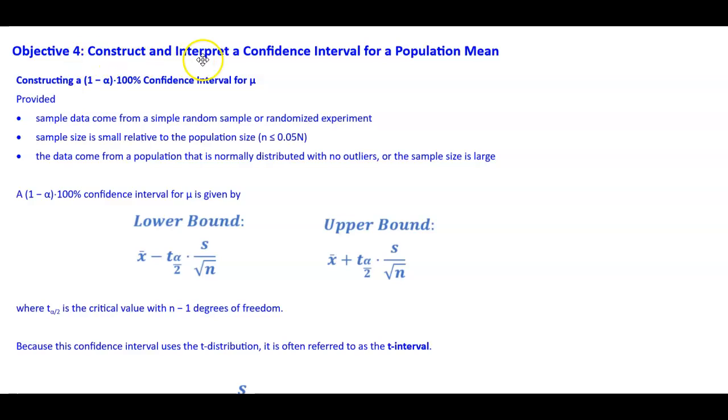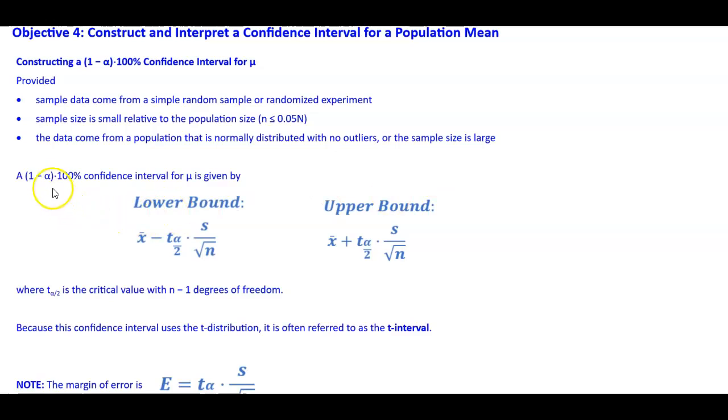Objective 4. Construct and interpret a confidence interval for a population mean. Constructing a 1 minus alpha times 100% confidence interval for a population mean, provided that the sample data come from a simple random sample or randomized experiment, the sample size is small relative to the population size, and the data come from a population that is normally distributed with no outliers, or the sample size is large.